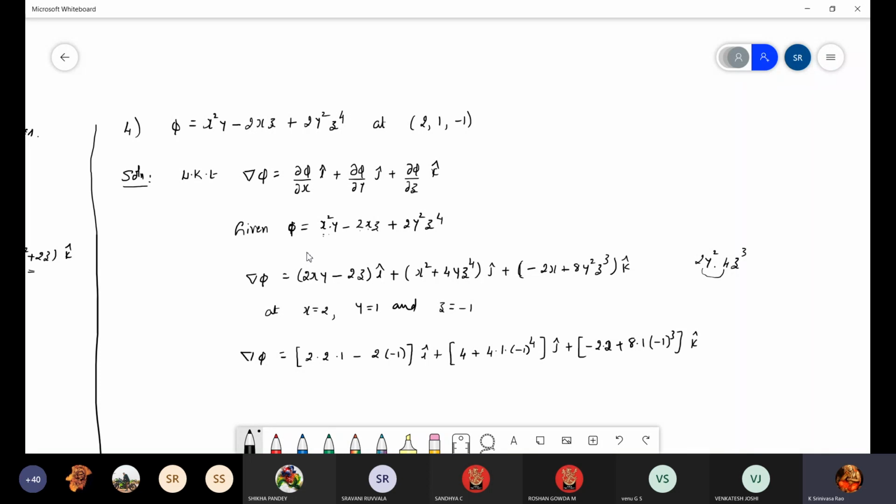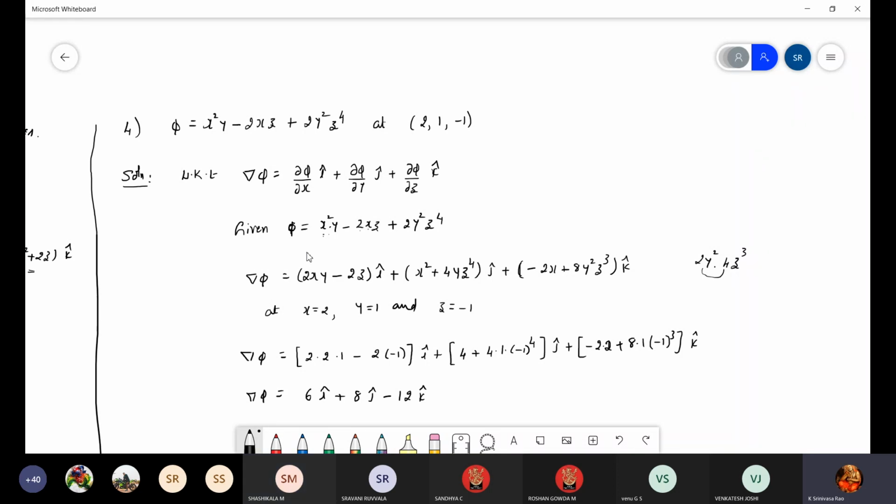So what will you get? 6 i cap plus 8 j cap minus 12 k cap. Yes, 6 i cap plus 8 j cap minus 12 k cap. Okay, so check your answers.